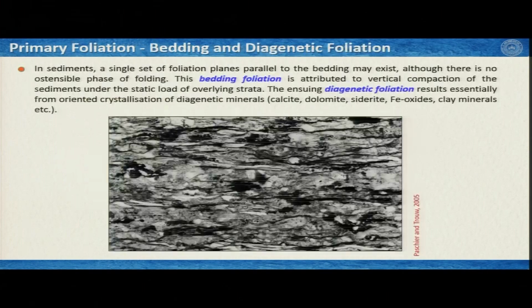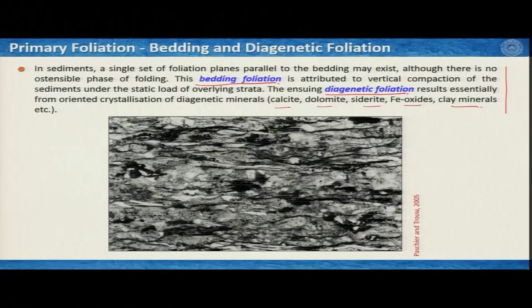Let's have a look at the photograph. This photograph I took from the book of Passchier and Trouw, 2005, Microtectonics, and what is written here is defining the bedding foliation and the diagenetic foliation. The diagenetic minerals that commonly form during diagenesis include calcite, dolomite, siderite, some iron oxides, and essentially some clay minerals. So, this is where we have learned what is bedding foliation and what is diagenetic foliation.